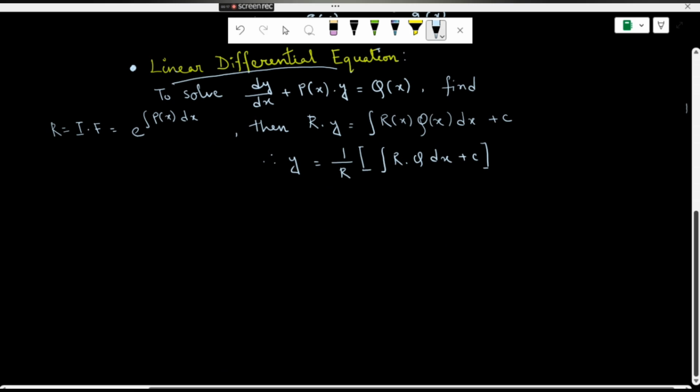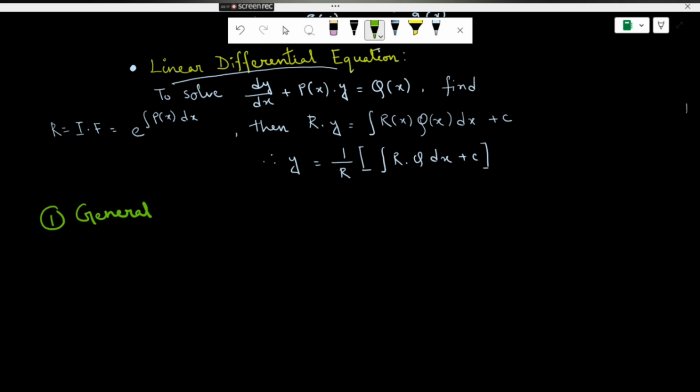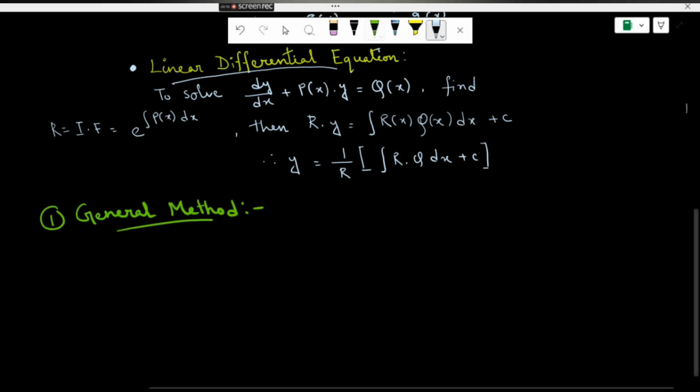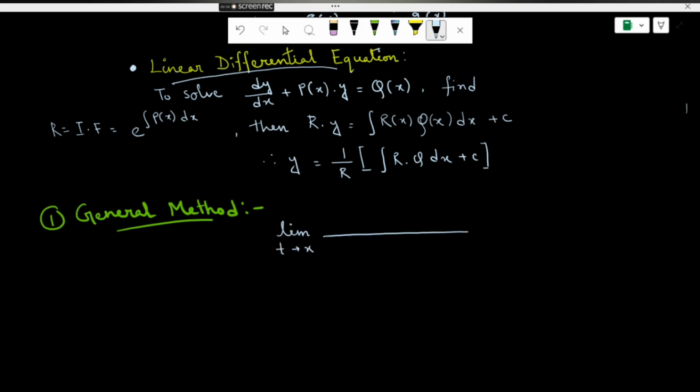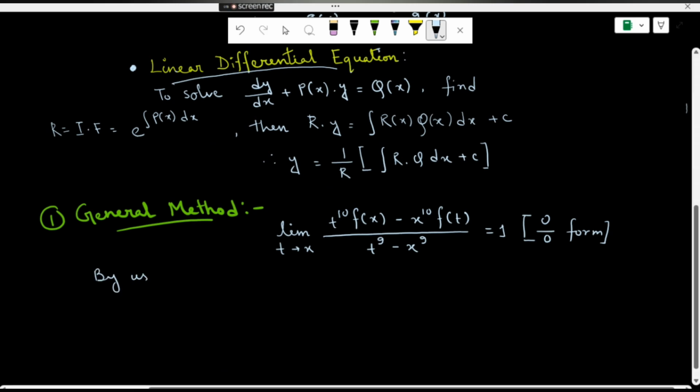Now, how to solve this question in the general method? In the general method, first observe the limit given. Limit t tends to x of (t^10 f(x) - x^10 f(t)) / (t^9 - x^9) is equal to 1. You can observe that if we put the value of the variable t as the constant x, it will be a 0/0 form.